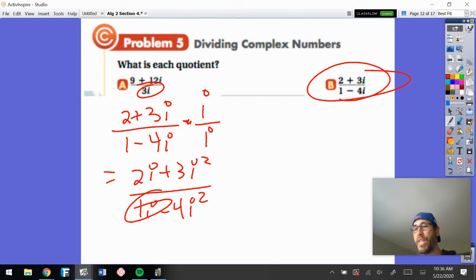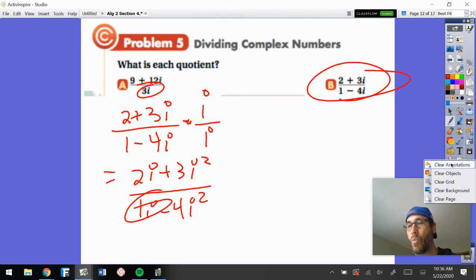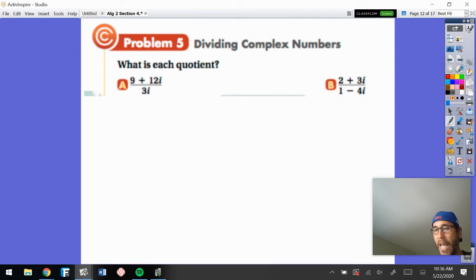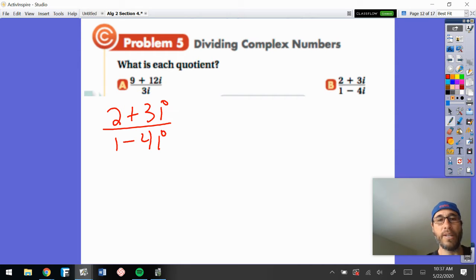I'm still stuck with an i on the bottom. That's no good, okay? When dealing with complex numbers and ratios or fractions, you cannot have an i in the bottom. So how the heck do I get rid of this i in this bottom? Well, if you have 2 things, you've got to multiply by a conjugate.